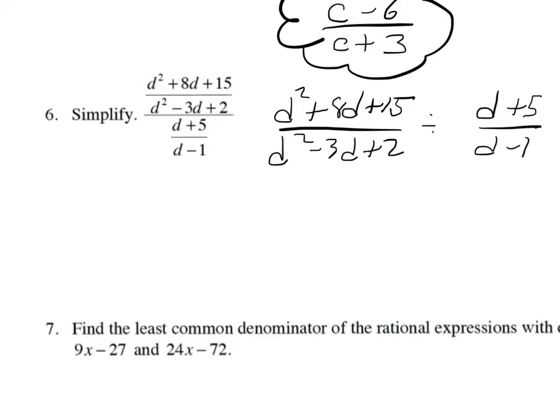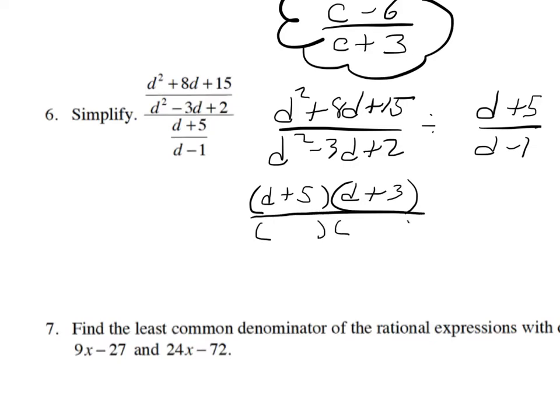All right, let's factor this, and we're also going to KFC it at the same time. In factoring, factors of 15 that give us 8: it's going to be d plus 5, d plus 3, all over factors of 2 that give us negative 3, so that has to be d minus 2, d minus 1. Now let's change this to multiplication, and I'm going to put d minus 1 over d plus 5.